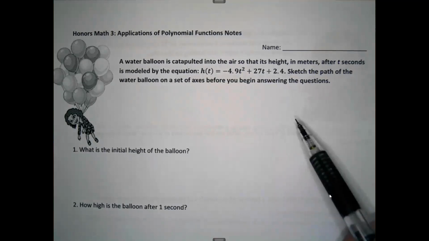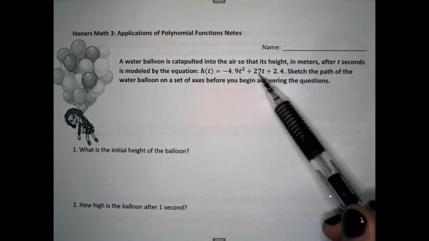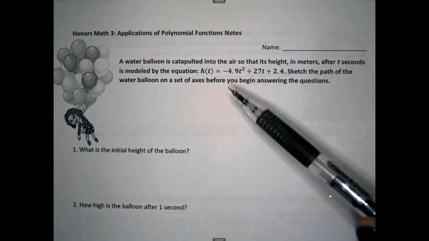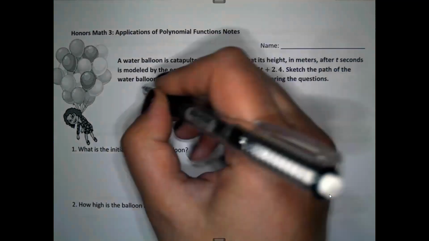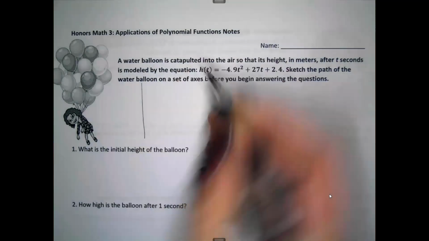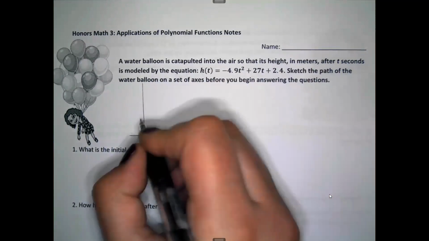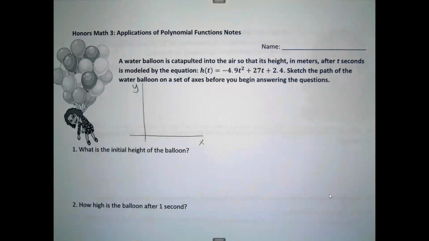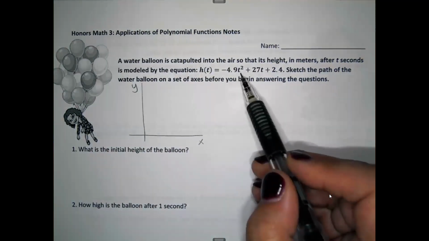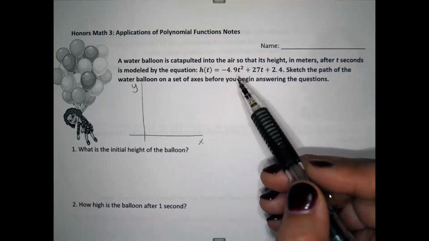So this says a water balloon was catapulted into the air so that its height in meters after t seconds is modeled by this equation. They say sketch the path of the water balloon on a set of axes before you begin answering the questions. So we're going to go ahead and draw X and Y axes. Now in this problem, they don't use X and Y, but whenever we use Desmos, Desmos is going to force us to use X and Y.